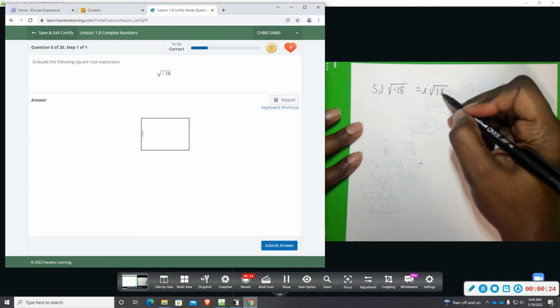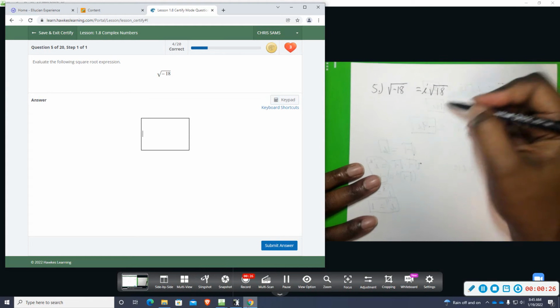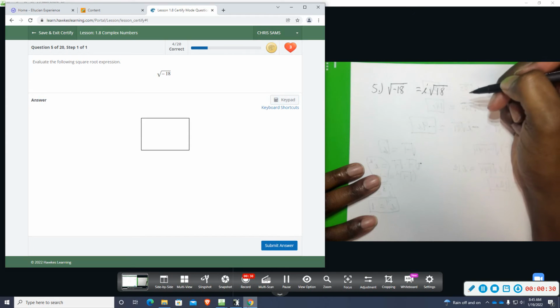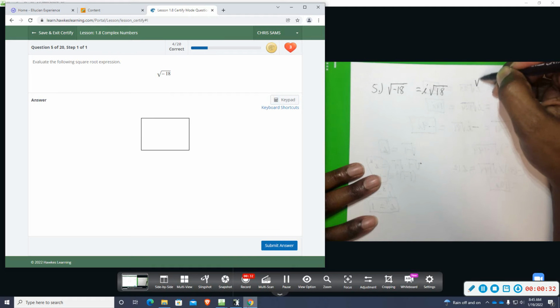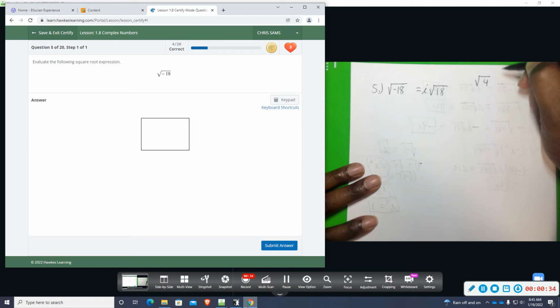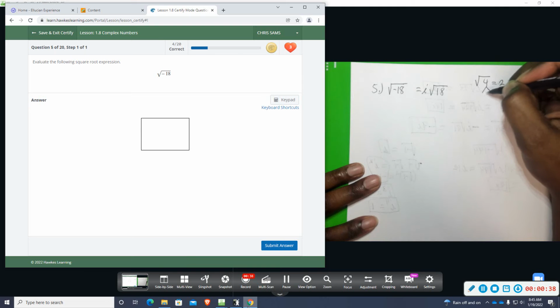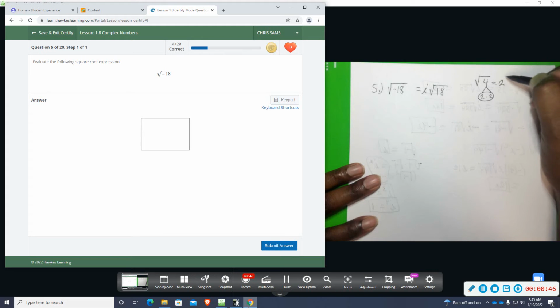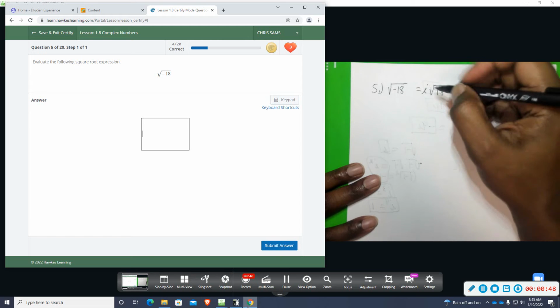And then 18 is not a perfect square, so we're going to reduce the radical. The way you reduce it, square root is looking for what number you multiply times itself twice. So just know, square root of 4 is 2, and that is because 2 times 2 is equal to 4. So we're looking for a pair. What number appears twice? They merge and become 1, and that's how we get our answer.